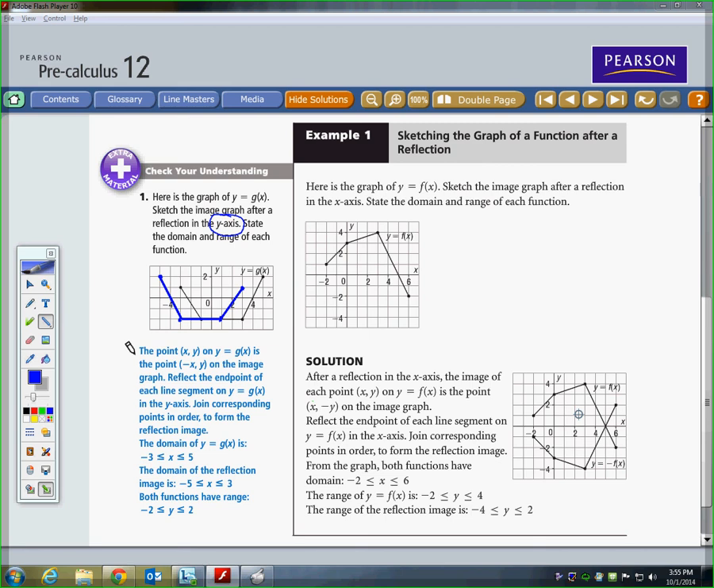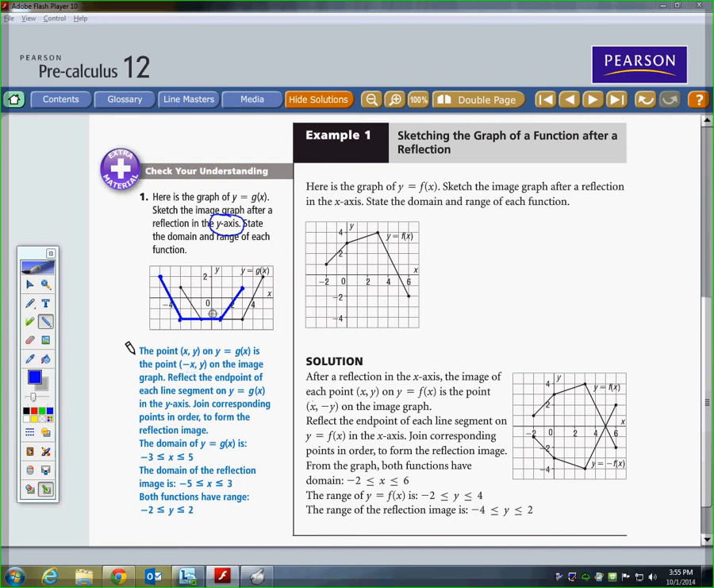Back, and here's the solutions for example number 1, check your understanding. You'll notice that they're asking us to sketch the image after a reflection on the y-axis, which means that you multiply all the x values by -1. So stated down here, if you have a point (x, y) on the original graph, it becomes (-x, y) on the image graph.